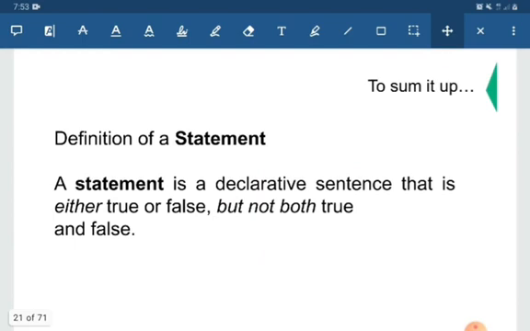So let's give a proper definition for statement. A statement is a declarative sentence that is either true or false, but not both true and false. So as I have said during the beginning, in this topic we will verify. We have to give a result kung siya ba ay true or false, yung binigay sa ating statement.